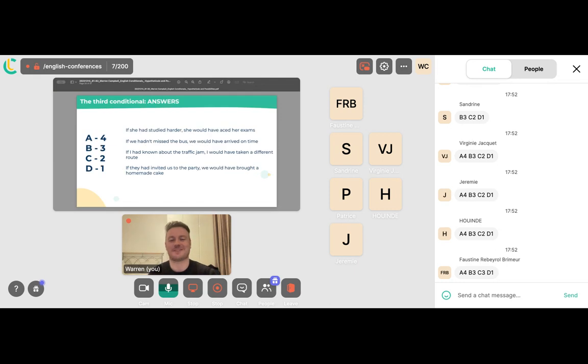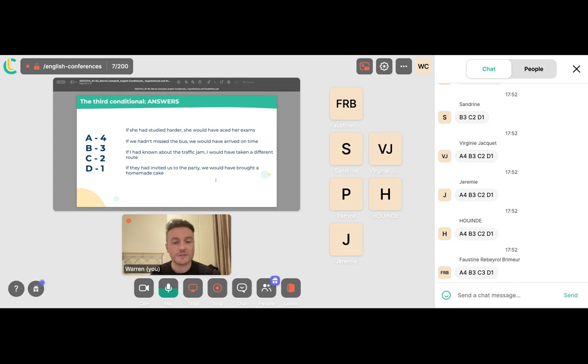So yes, bravo everyone. So, if she had studied harder, she would have aced her exams. Now, if you're not familiar with this term here, to ace an exam basically means to succeed or pass an exam, but to pass with a very high grade, maybe like an A or 85, 90% and above. Aced her exams.